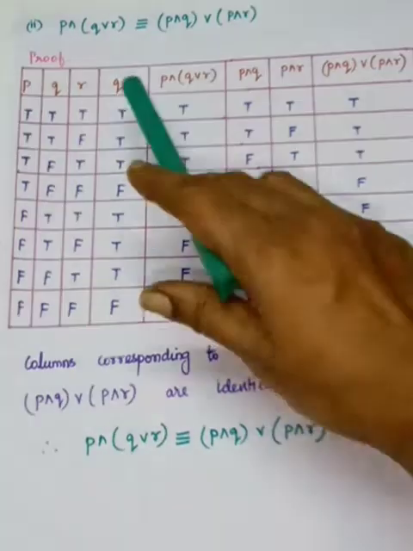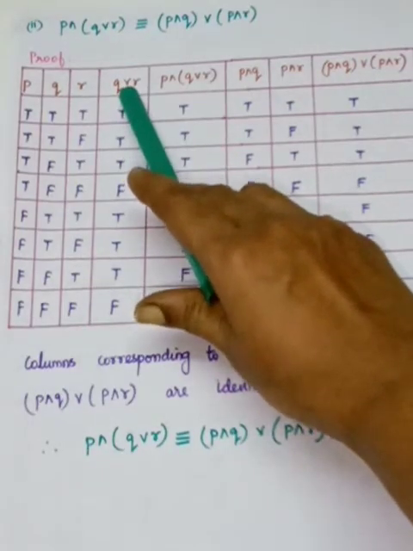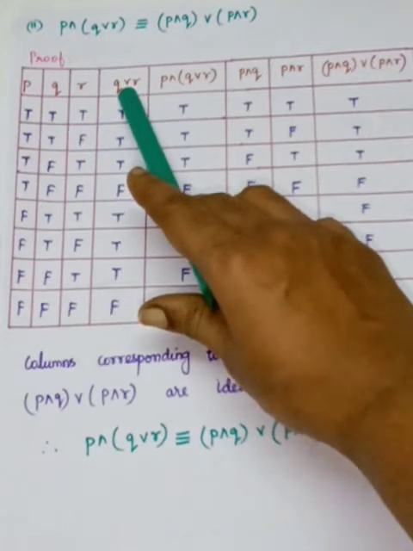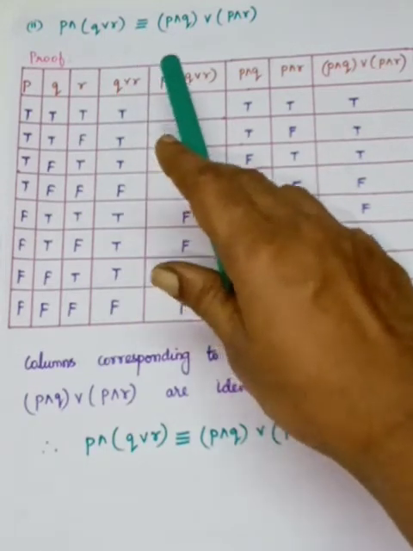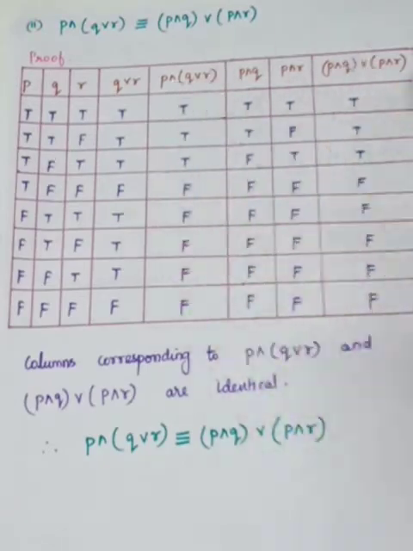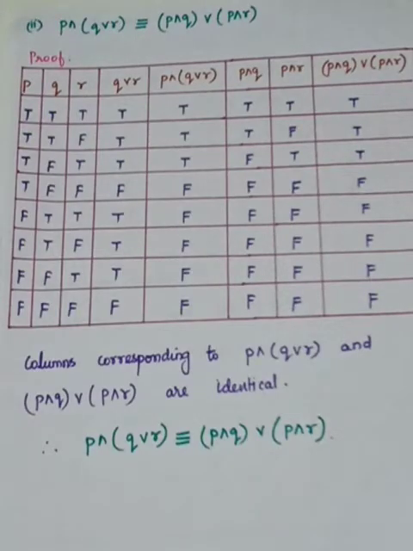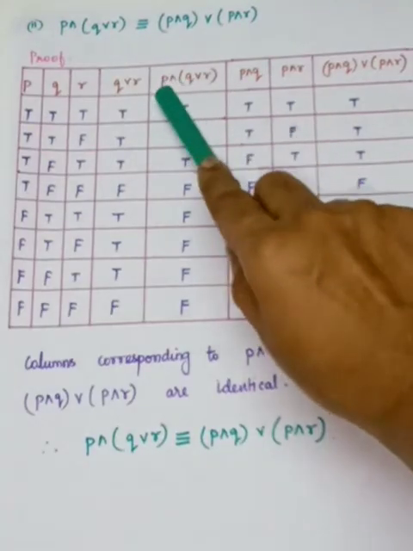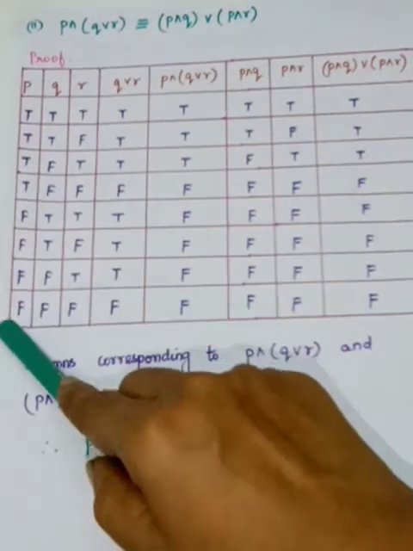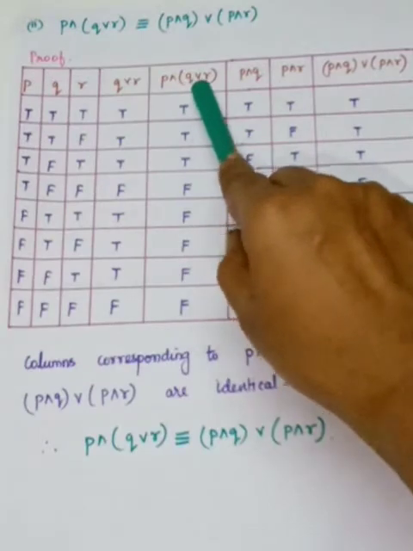OR means this is the symbol, isn't it? If both are true, it is true. If any one is true, it is also true. But when you are coming to AND, only when both are true is it true. Otherwise, it is false. So while you are seeing this, you have to see the P column, that is the first column, and the Q or R column.